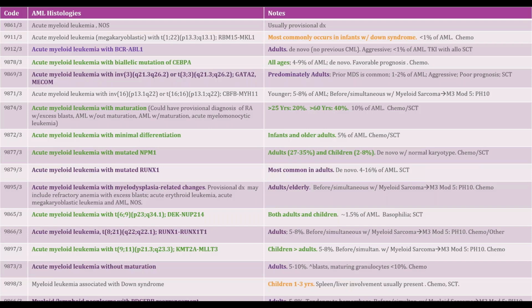One note I do want to make before moving on is that AML NOS 9861/3 is usually only provisional. So really, we need to be looking for those genetic tests and seeing if we can code a more specific histology. Again, AML NOS is going to be rare to use. Look for these genetic mutations on your genetic testing reports.